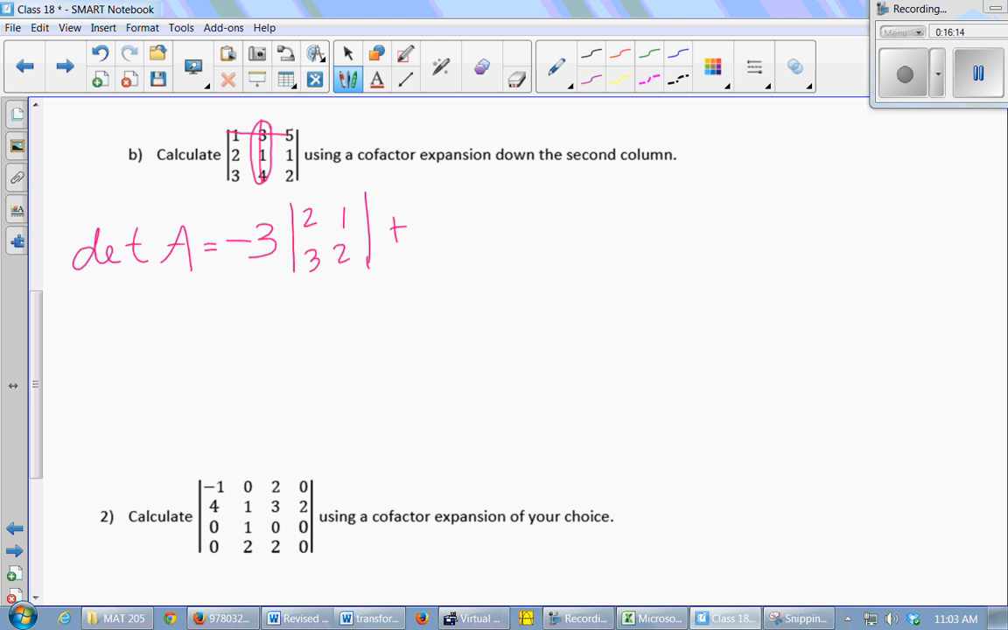Okay, so I start with a negative. The first entry of the second column is a 3. These are the remaining numbers when you eliminate the row and column that contain that 3. Okay, next entry in column 2 is a 1. What numbers remain when you eliminate the row and column that contains that 1? 1, 5, 3, 2. And then I go minus. The last entry of column 2 is a 4. And when I eliminate the row and column that contains that 4, I'm left with 1, 5, 2, 1.